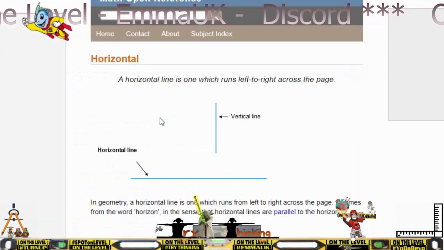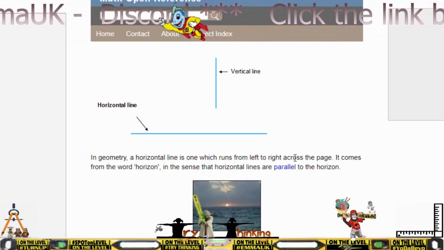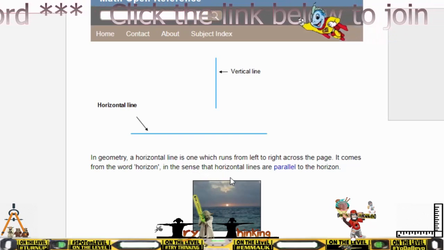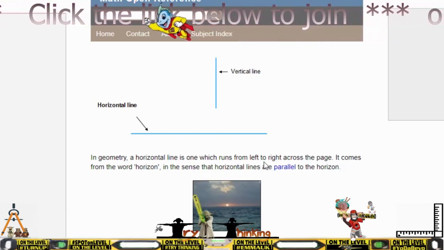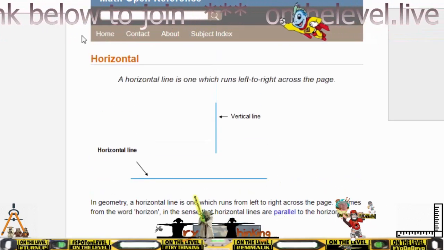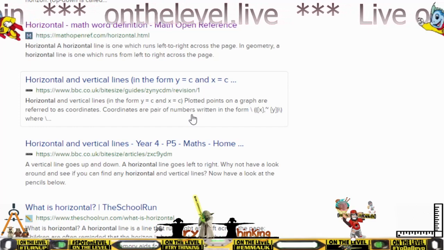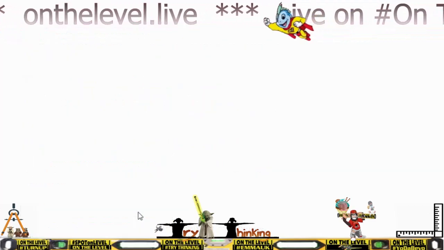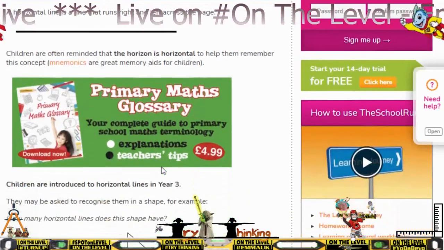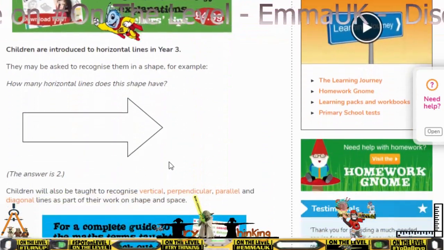Horizontal math. All right, so in geometry, a horizontal line is one which runs from left to right across the page. It comes from the word horizon, in the sense that horizontal lines are parallel to the horizon. Are you interested in my response? Right. So when you phrase the question, are your horizontals parallel to the horizontal plane? That conjures up a few different scenarios. One is where you're just drawing a line from your far extreme left to your far extreme right, and that line would be parallel with the horizontal.